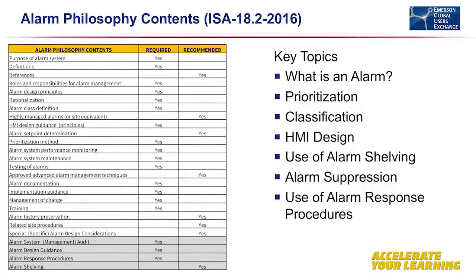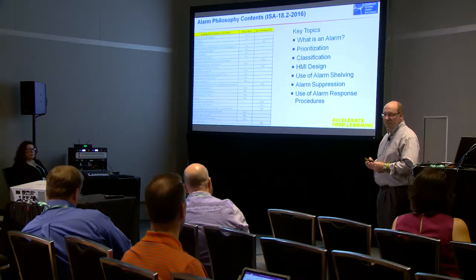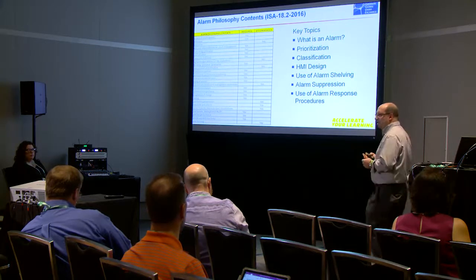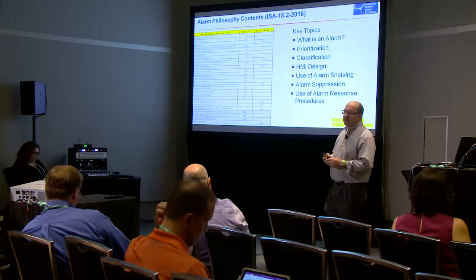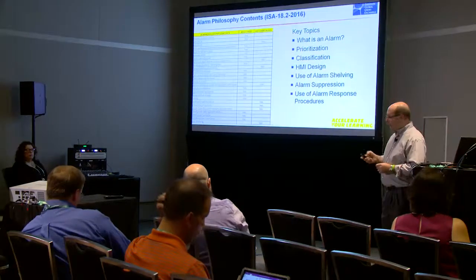One of the things I wanted to call out, the four at the bottom here in gray are new additions. This is what was added in the 2016 version of the standard. And in particular, I want to call out alarm response procedures. That's a required section. Alarm response procedures, we're going to see, that's what Delta V Alarm Help is. So that's an important thing to think about putting into your system to enable operators to be able to help understand and respond to alarms.